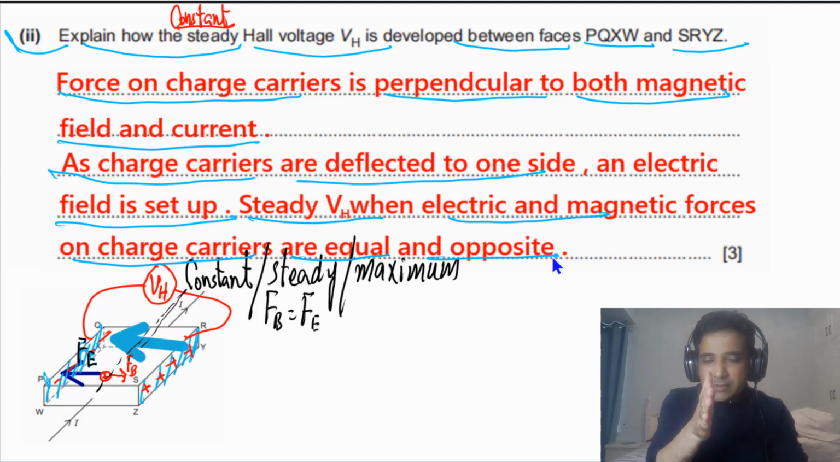When the electric force is getting stronger, there will be less and less net force on positive charges. And at one point, the two forces will be balanced. So then charges will just go in a straight line. And at that point, the value of the Hall voltage will be maximum. And that value is the steady Hall voltage.